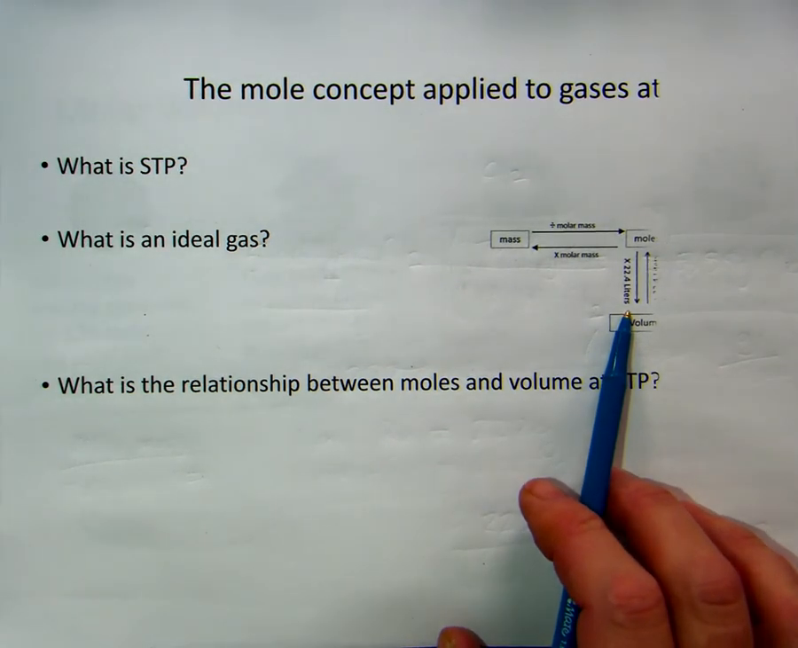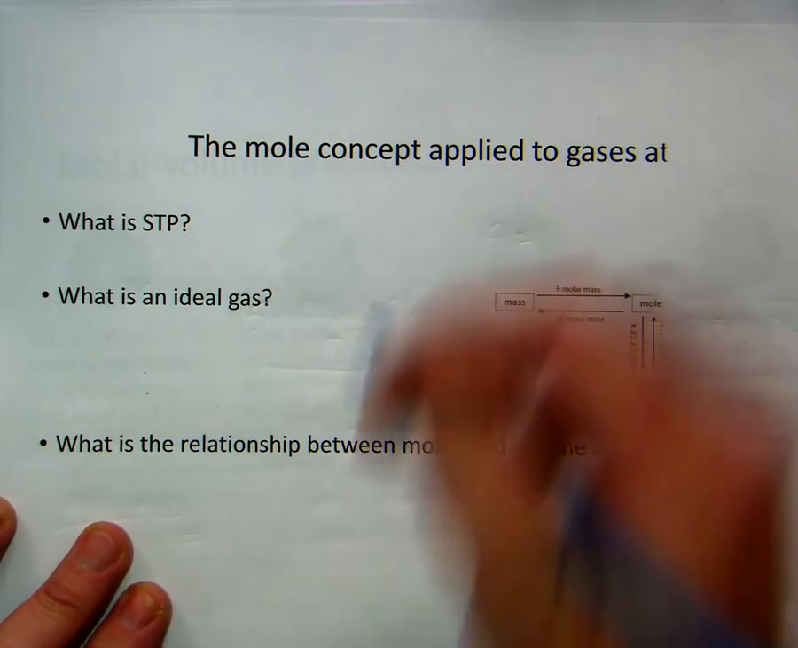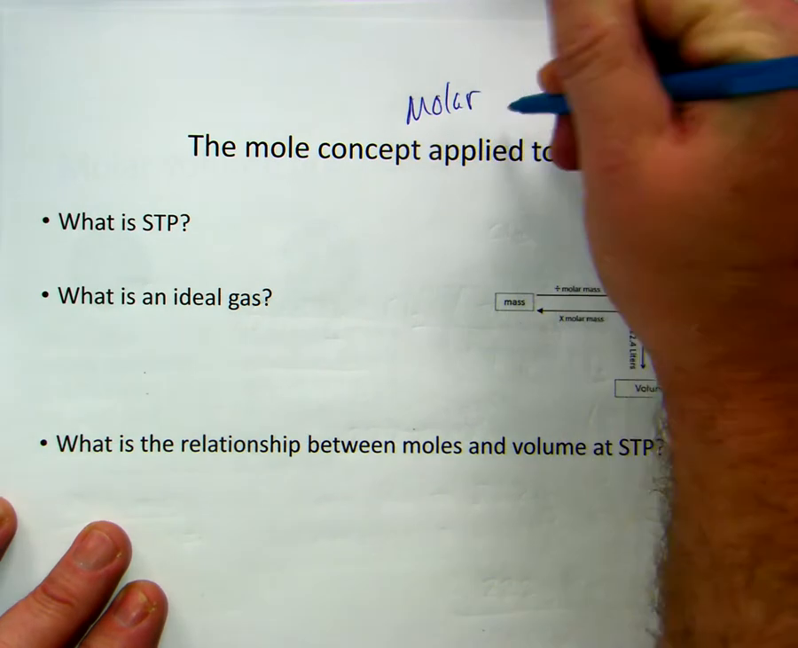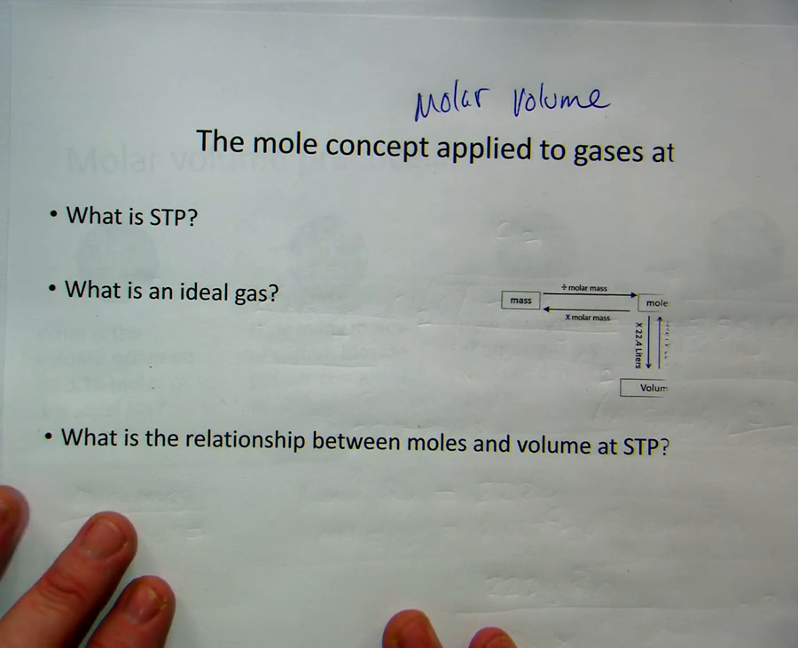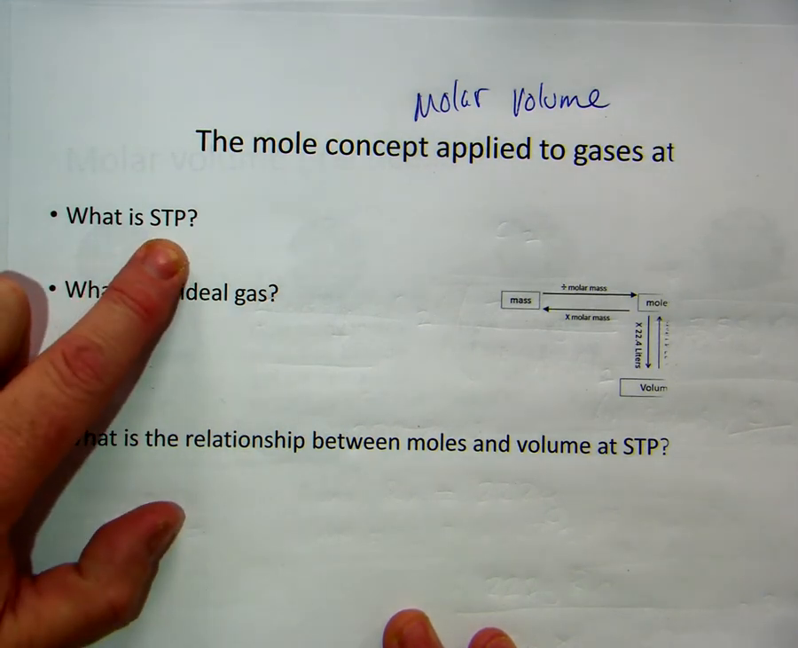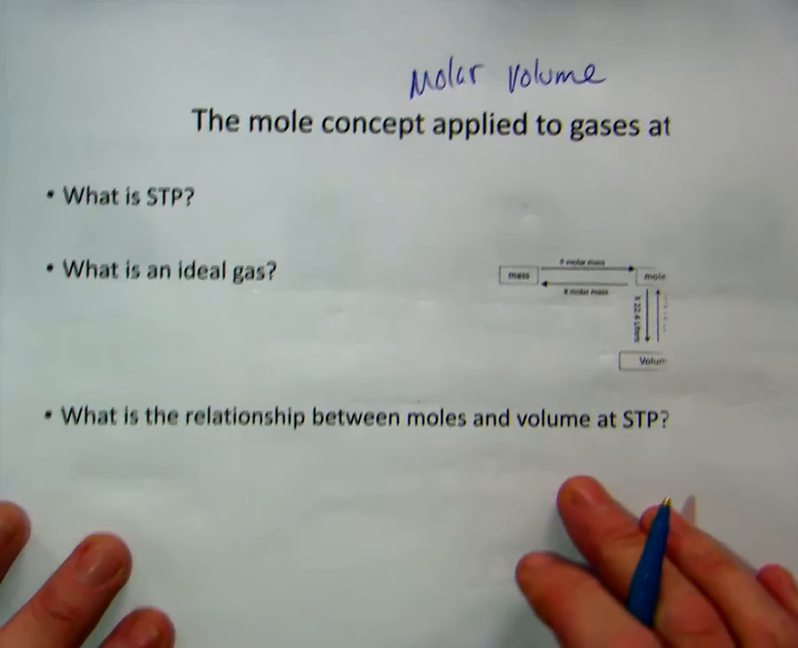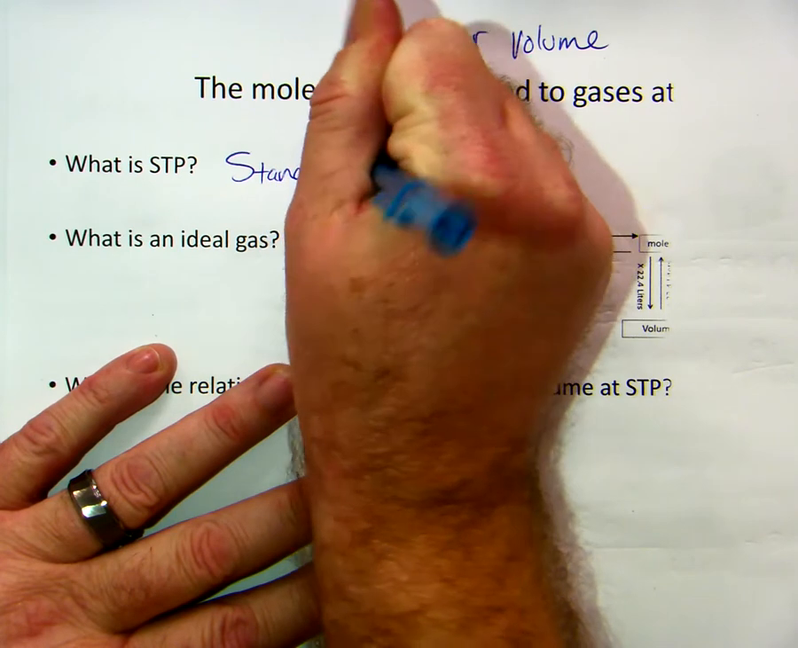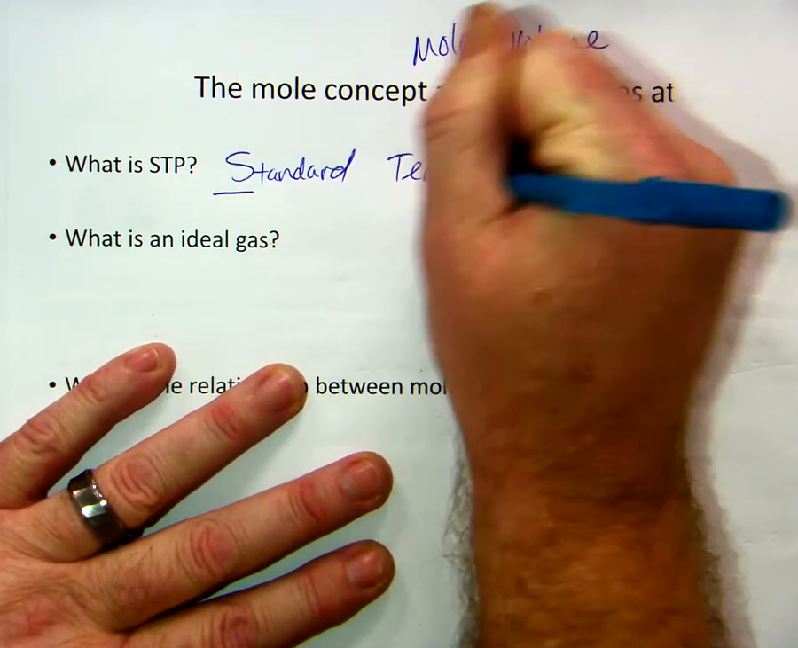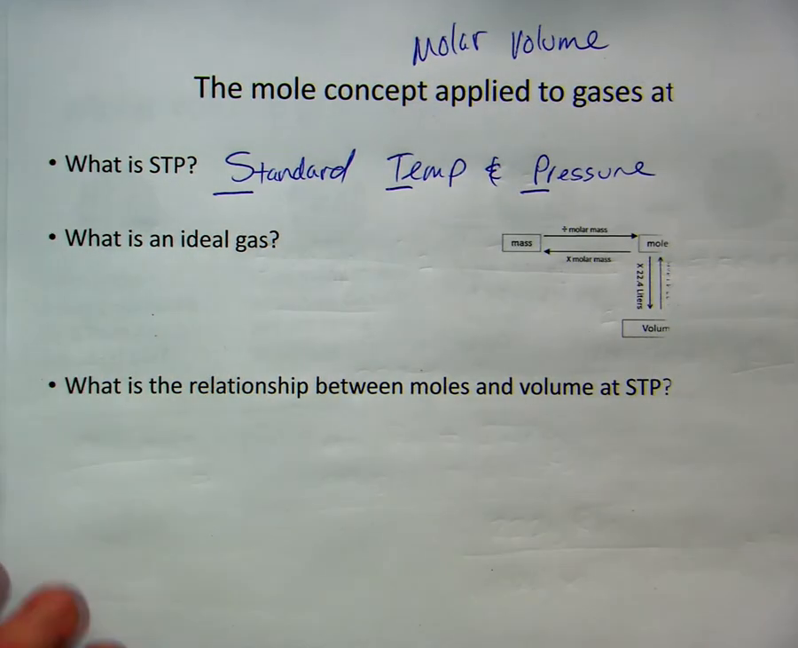Okay, so we are applying the mole concept to gases, and we're going to come up with a concept called molar volume. Now, there's a special set of conditions called STP. I'm sure STP is an acronym that other things use, like Stone Temple Pilots, if you're from the 90s. But anyway, STP in chemistry terms stands for Standard Temperature and Pressure. So it's a set of conditions.